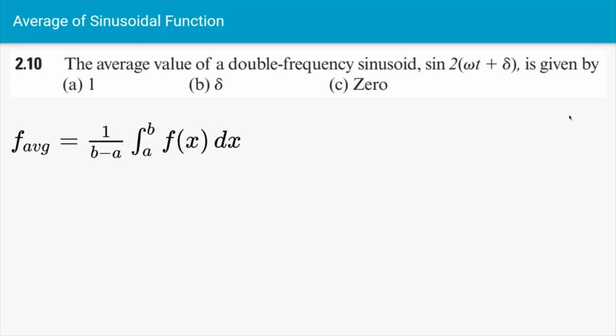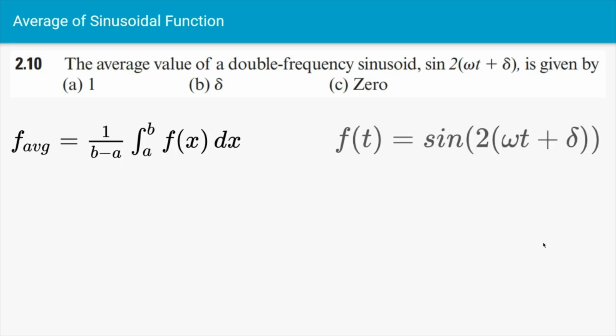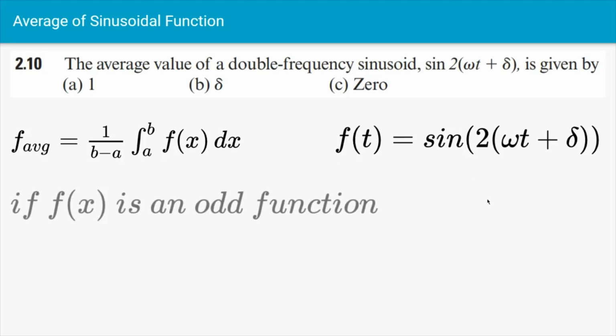What's the average? Well, the average of a function from a to b is this formula: 1 over b minus a, and an integral from a to b of f of x with respect to x. And what is our function here? So I'm going to write it as they wrote it with t as the variable. We have f of t equals sine of 2 times omega t plus delta. So we're going to take the average of this function.